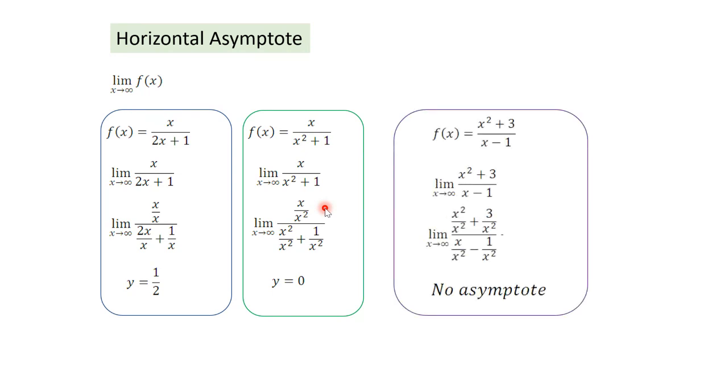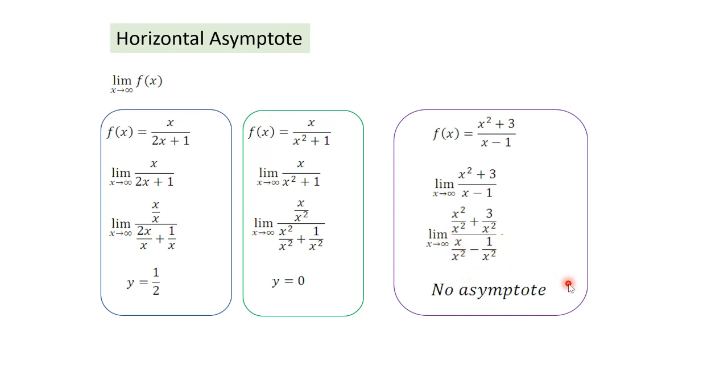And then in the other scenario where you have a top-heavy graph, top-heavy meaning the degree in the numerator is higher than the degree in the denominator, you can see that when you find the limit to infinity and divide through by the highest degree, which is x squared, you're going to end up with 1 plus 0 over 0 minus 0. So you end up with 1 over 0, which is undefined, and so there is no horizontal asymptote.